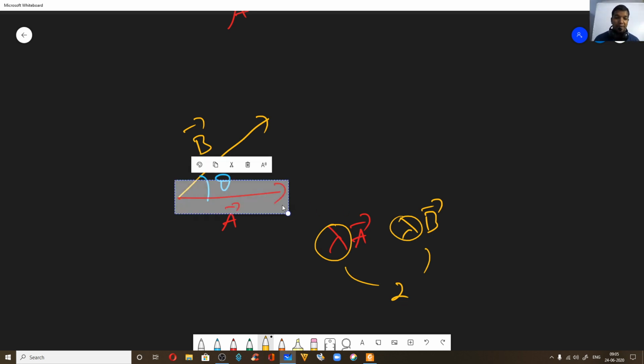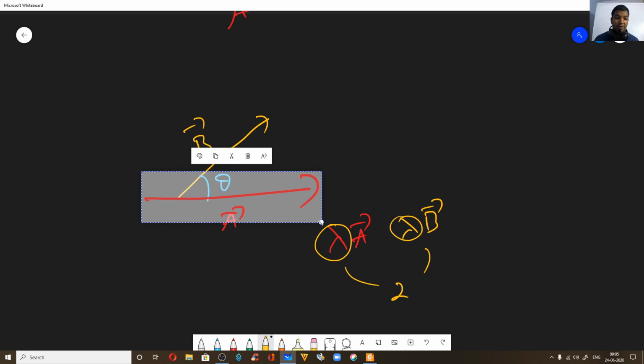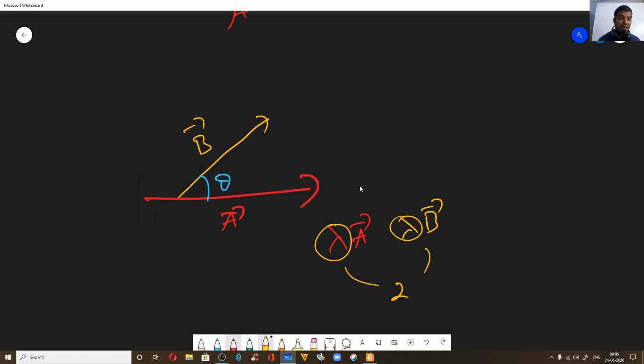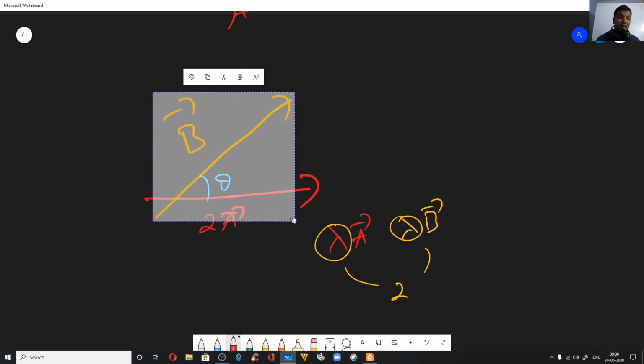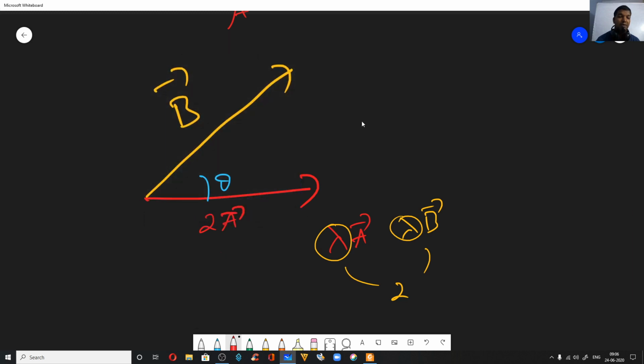It feels like you are magnifying it. It became lambda a now. Earlier it was simply a, now it has become lambda a. Lambda I have asked you to assume 2, so you can write it as 2a. So 2a is this. I have actually increased the length by using my mouse. Now 2 times vector b, the length will also double, magnitude will not change. Now this is 2b.